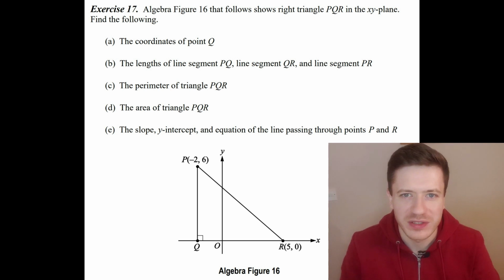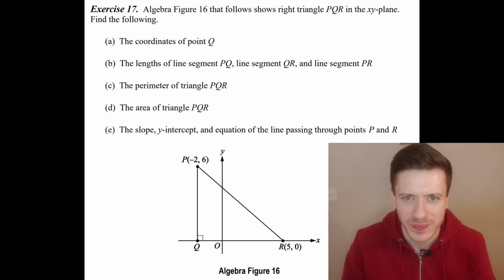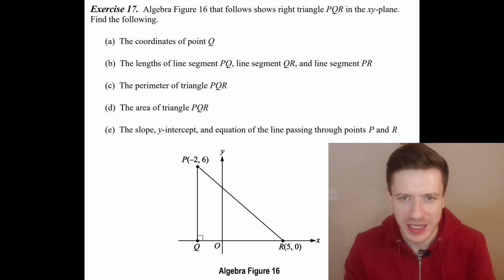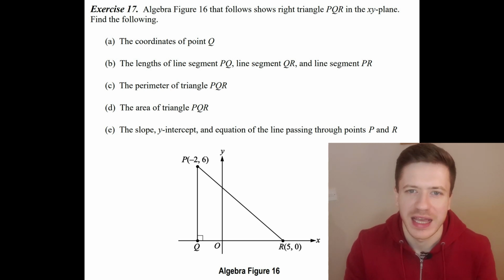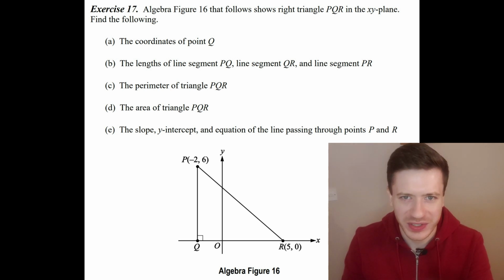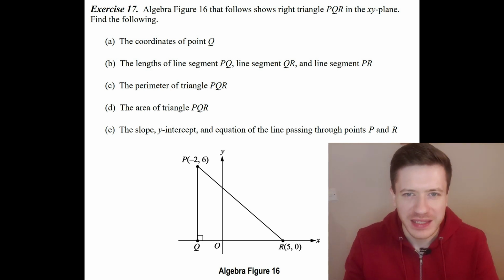As with all of these questions, feel free to pause the video, work them out yourself first, or you can just listen to my explanation. So point Q is vertically beneath point P, which means it's going to have the same x coordinate. The horizontal direction of both coordinates is the same. So the x coordinate is going to be -2, and because it's on the x-axis, the y-coordinate is 0. That's our first question answered. The coordinates of point Q are -2, 0. For B, they want the length of each of the line segments.